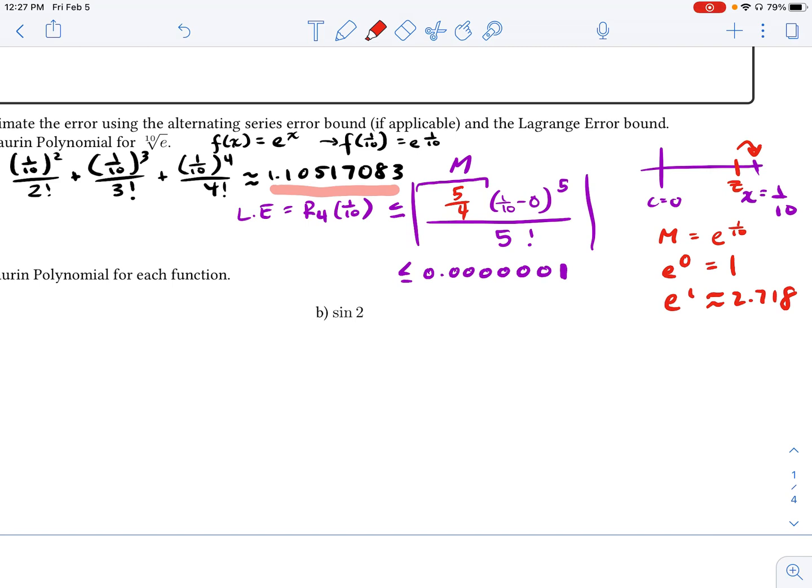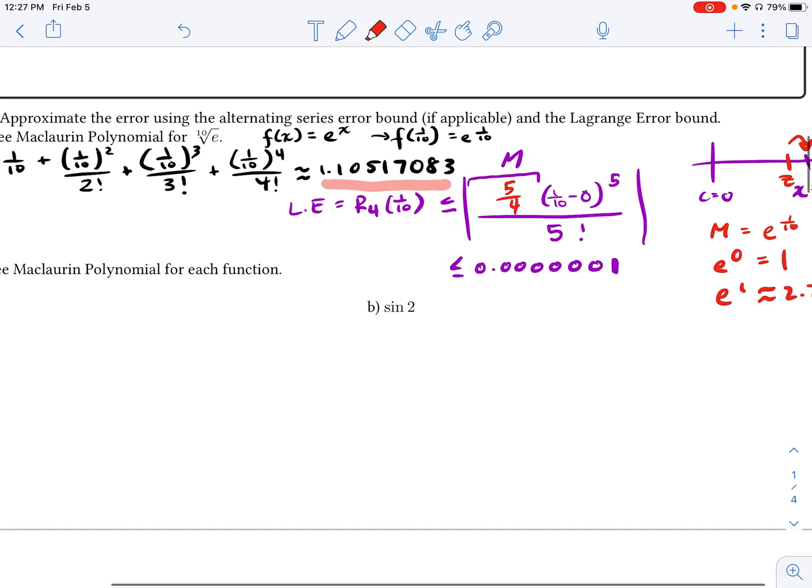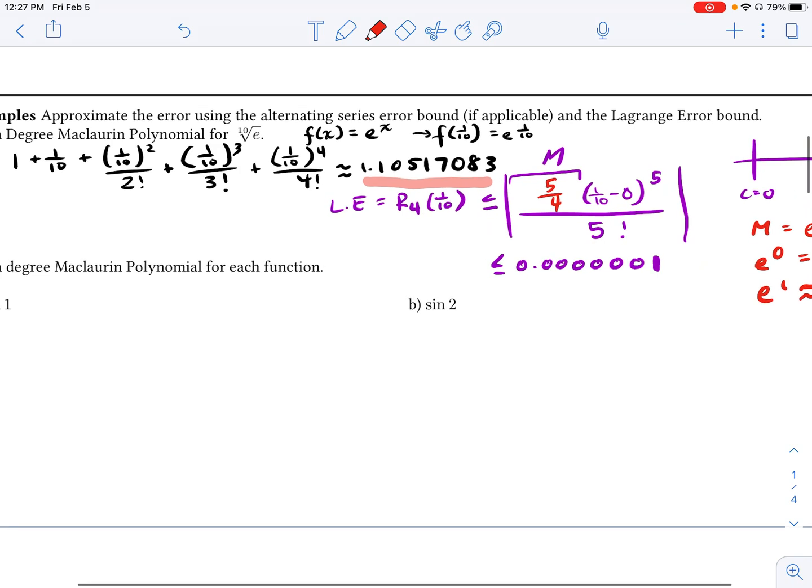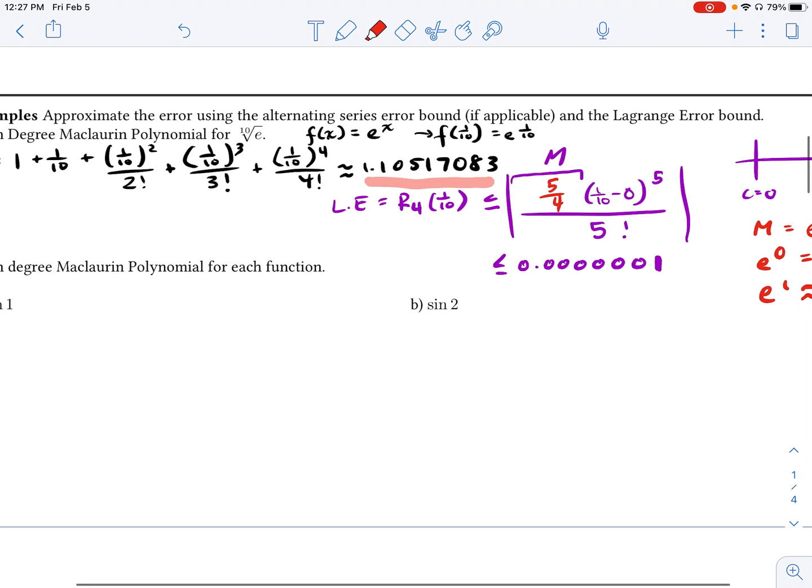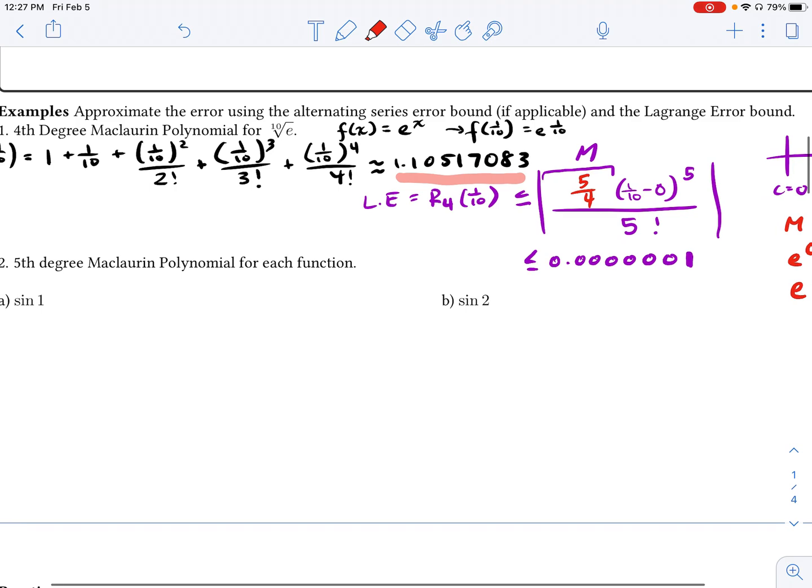And if you have the time, go ahead and find the actual error by taking e to the 1/10 power and subtracting our approximation from it, and you'll see that that error is even smaller, and it's supposed to be. We're coming up with the worst possible error here for the Lagrange series error bound. All right, or the Lagrange error bound, I should say.